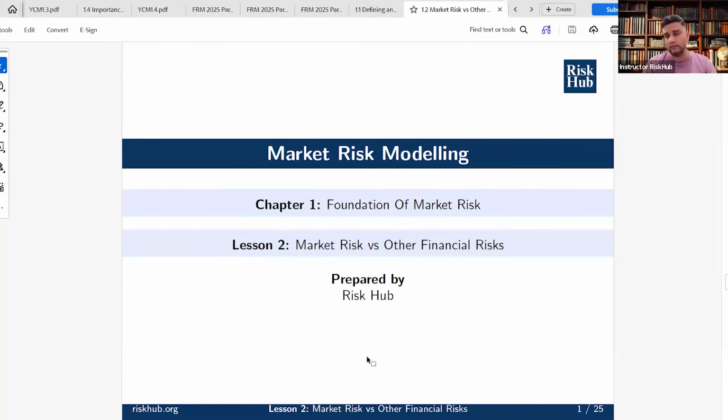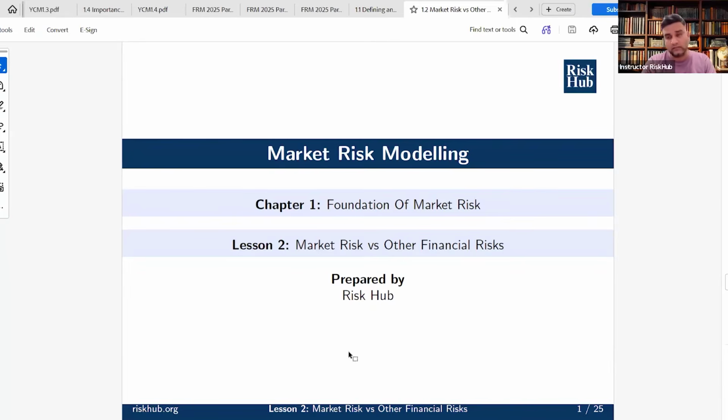All right, guys, let's start. So we are now doing your lesson number two. Lesson number two is about your market risk and your other financial risk, right? So we are still doing the foundation of the market risk. We are doing market risk modeling, and in your market risk modeling, we are looking at your first chapter. That is your foundation of the market risk. And in the first chapter, we are looking at market risk versus other financial risk. Okay. So let's start, guys.